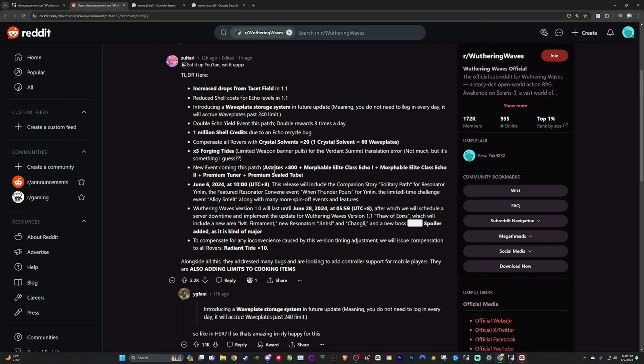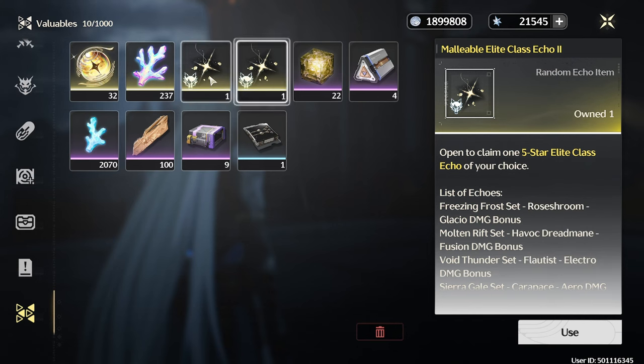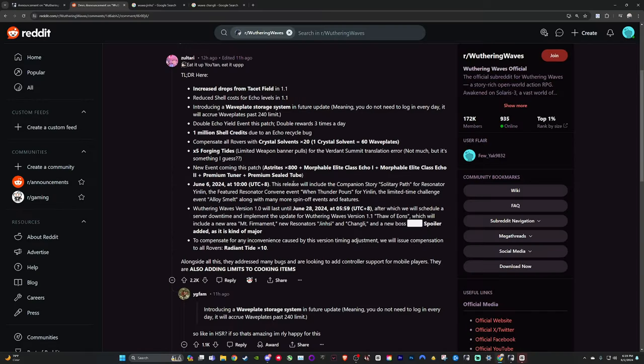Let's see what else. New event coming this patch. We're getting 800 Astrites. This is half a pull. Yeah, so five summons, plus one morphable elite class echo, premium tuner, premium seal tube. So we're getting, for you guys that don't know, this right here, but for the 4 cost. So pretty much you're going to be able to build your sets even faster with that. Perfect.